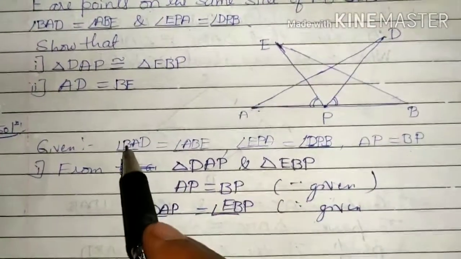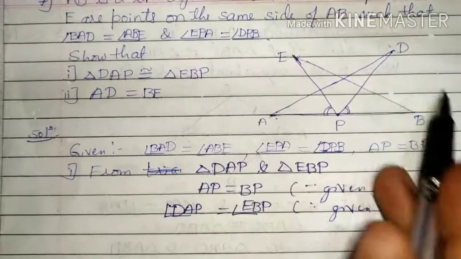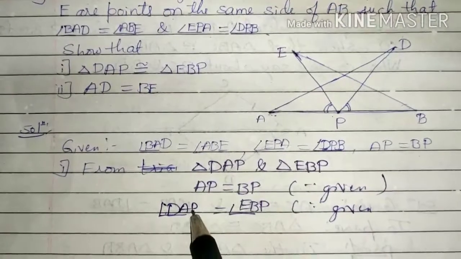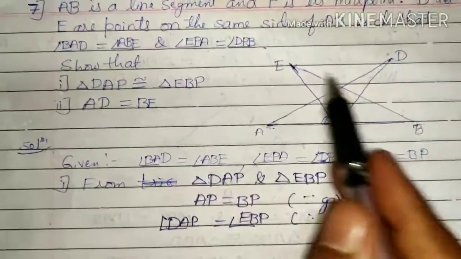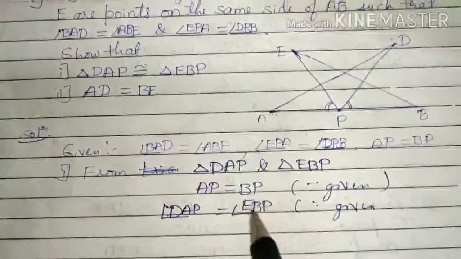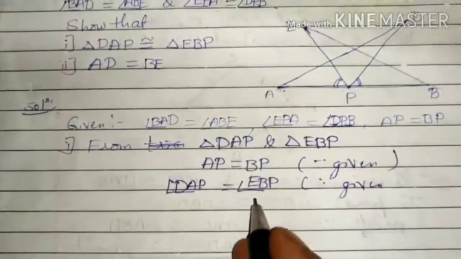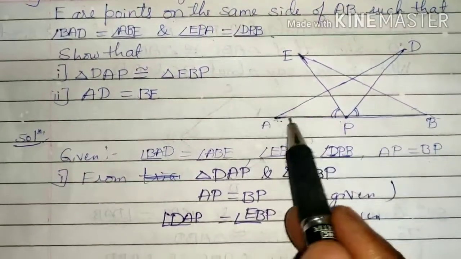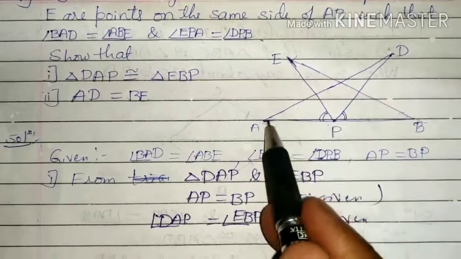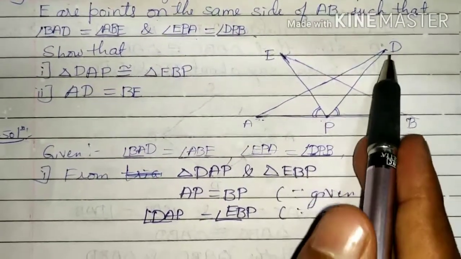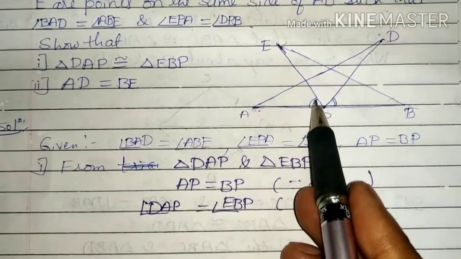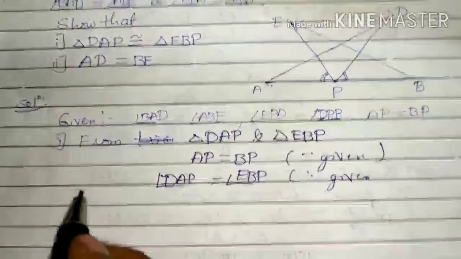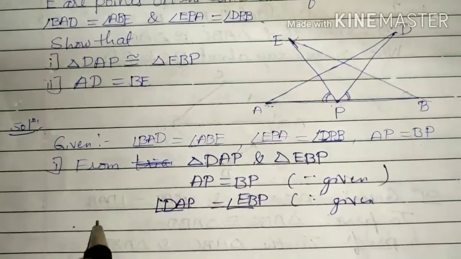Not this angle, this one, BAD. BAD is the same as PAD, so that only I have written here, PAD. Also PBE is equal to EBP. That is given. Then next we cannot write this angle because these two come in different triangles. If you consider this triangle, then you can consider it, but we have considered DAP, so therefore we cannot consider this angle.